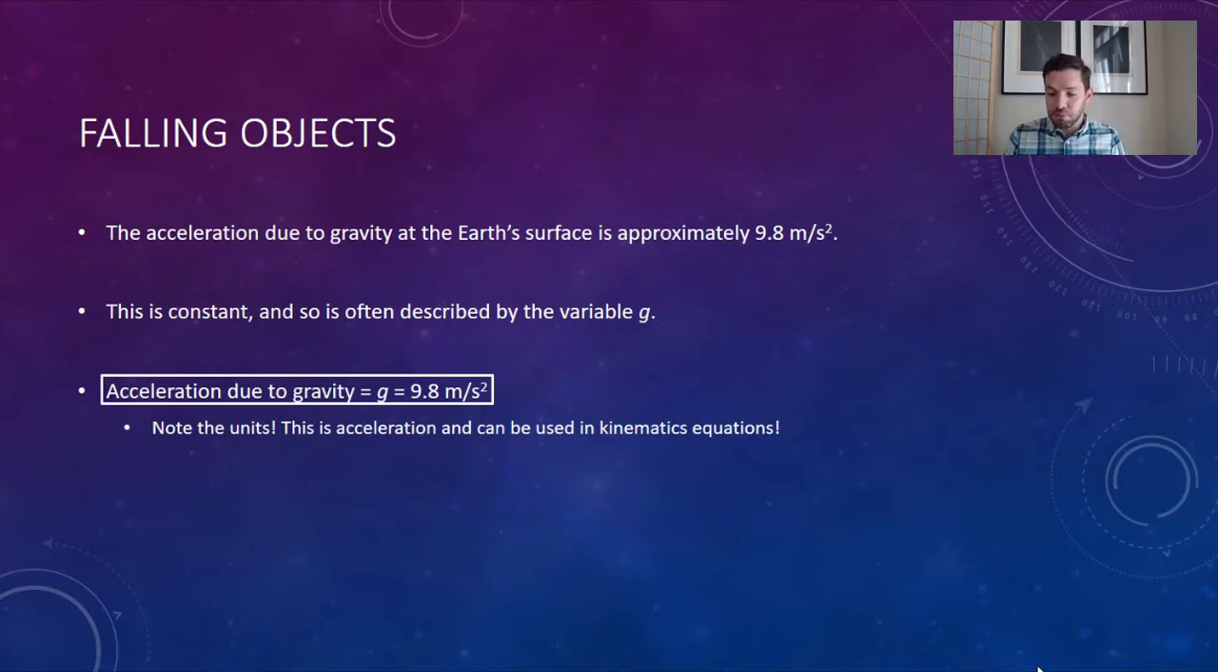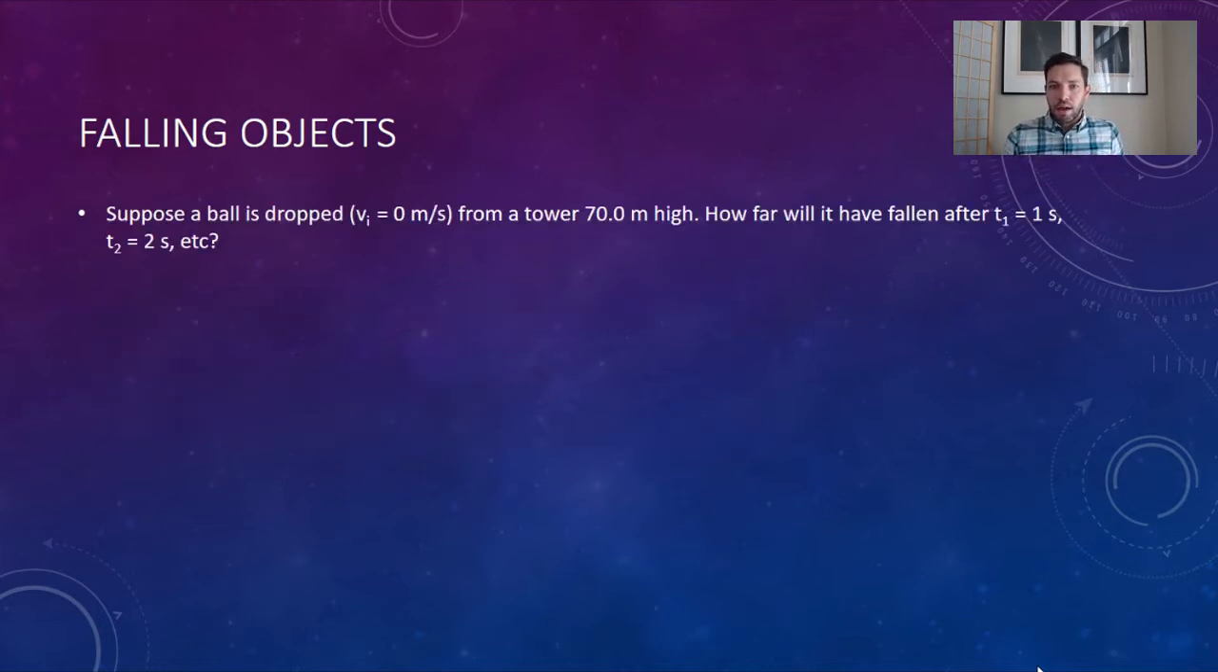Okay, so make a note of this, write this down, that the acceleration due to gravity is 9.8 meters per second squared. And this is acceleration, right? It uses that same unit of acceleration. So we can use this in kinematics problems. Let's take a look at a quick example of how we would use this in practice.